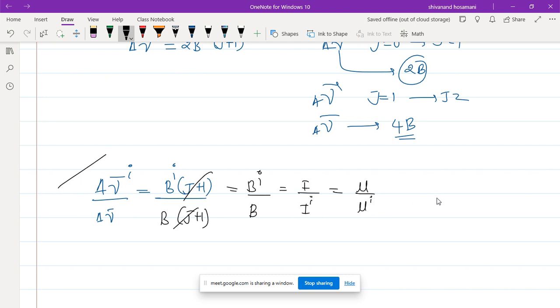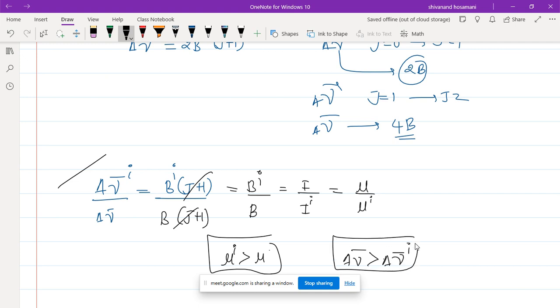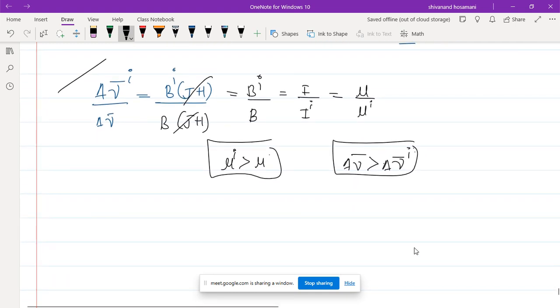Which one is greater? We know that mu and I are related to the mass, and they are inversely proportional. So delta nu bar is greater than delta nu bar of the isotope. Is that clear? This is how we write the relation with the isotope. Okay.